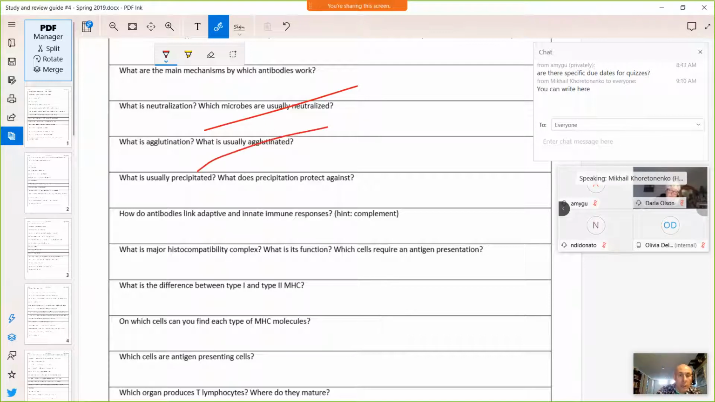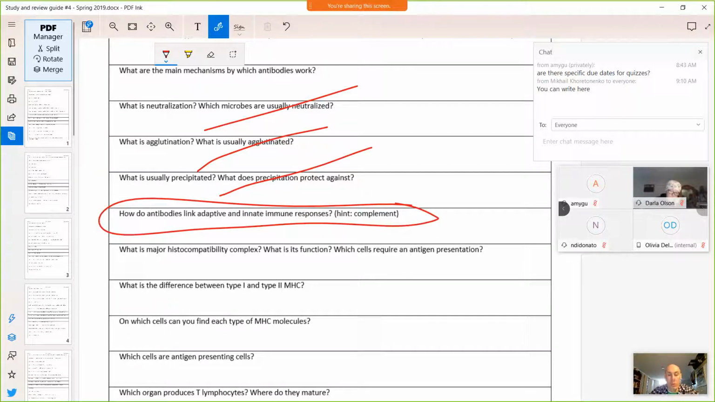Agglutination, binding multiple cells together, clumping them, so bacteria often agglutinated. Precipitation, binding soluble antigens, so toxins can be precipitated. Antibodies linking adaptive and immune responses. So a few things here. Let me go back here.